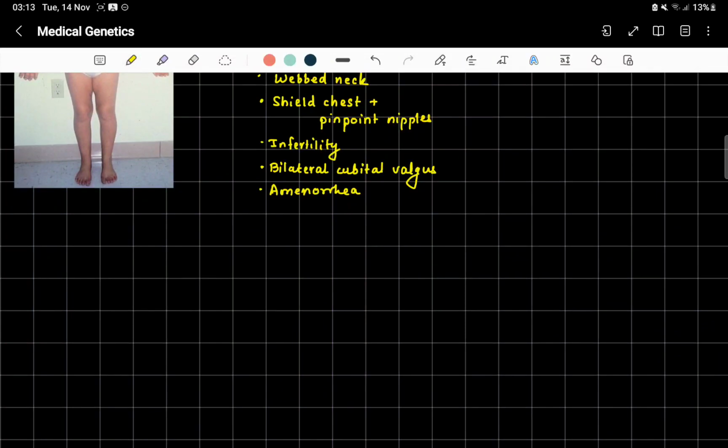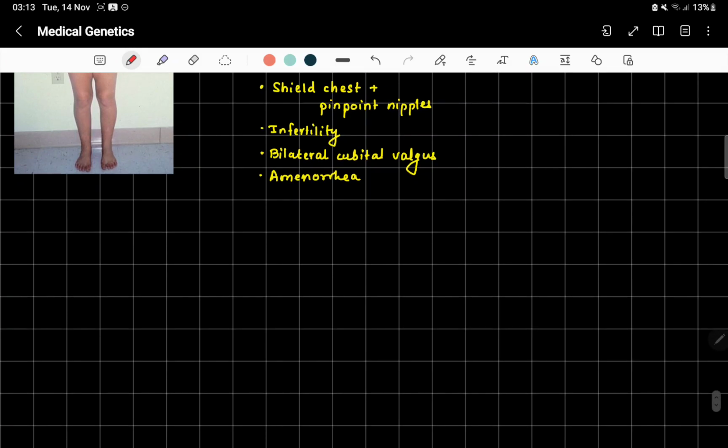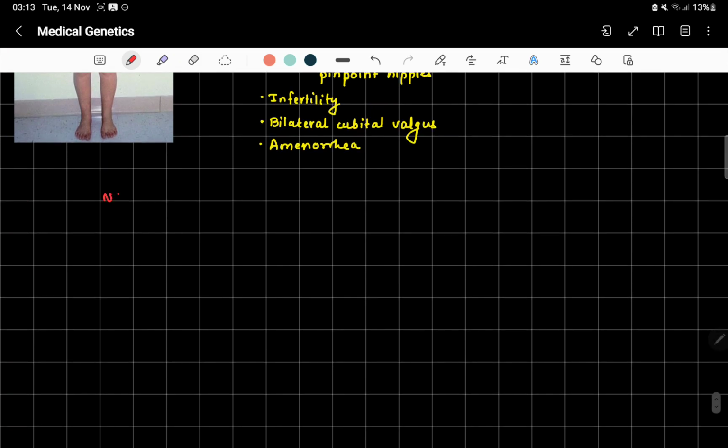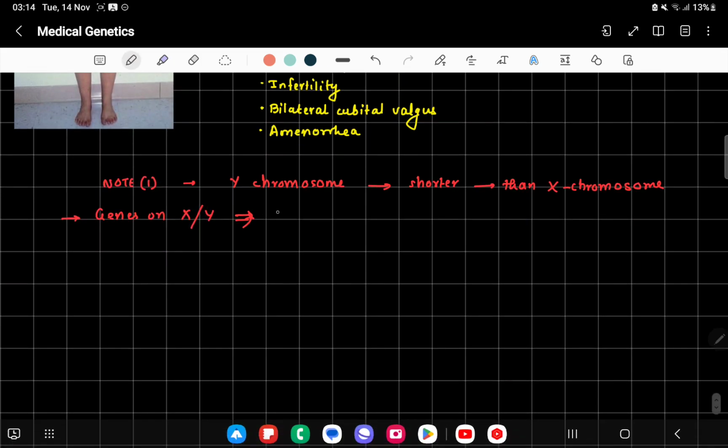Sometimes they may ask you something about sex linked genes. So the first thing that you must note is the fact that Y chromosome is shorter than X chromosome. And the genes on sex chromosomes, X or Y, are what type of genes? I told you earlier, these are called sex linked genes.